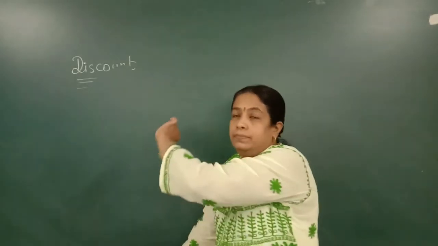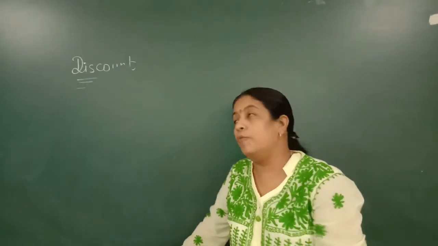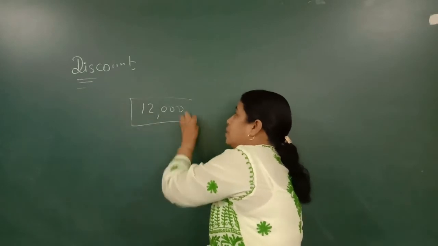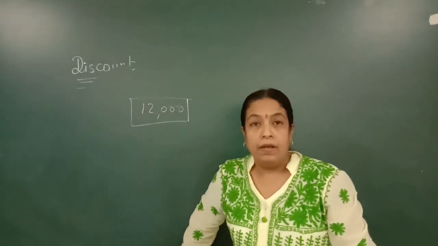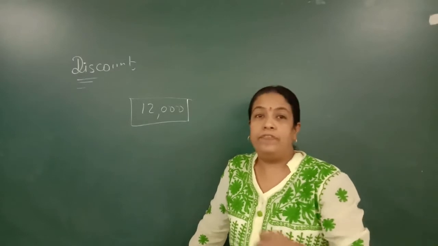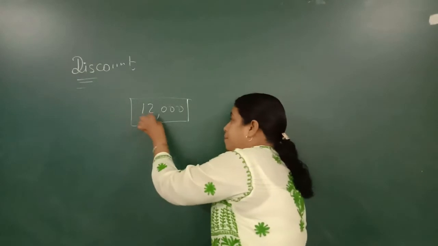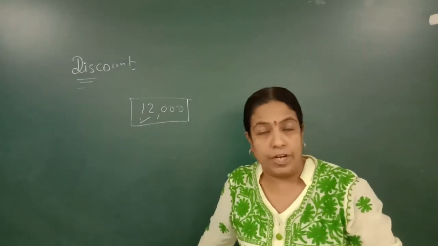Now, this one is from the businessman's side. Suppose you take a washing machine of ₹12,000. What is its price when you go to a shop? 12,000. Now, at the time of buying, you pay the full price of 12,000. Then it will not be extended.